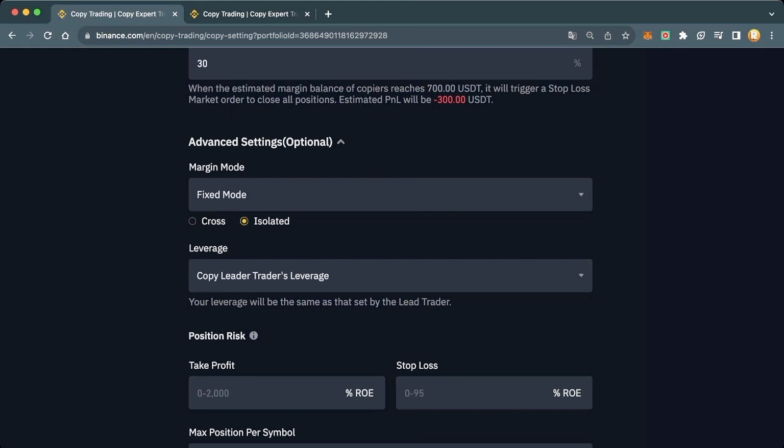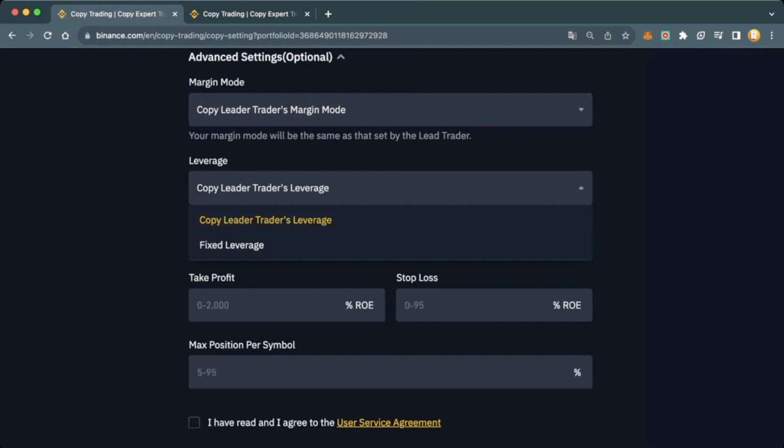If you want to choose that, you can just copy the lead trader's margin, and for leverage, you can also copy their leverage. Again, if they're trading with, let's say, 2x leverage, and they're taking less risk in a position, if you're opening with 10x leverage, you're copying the side of the trade. If they're long, you're going long, but the risk is totally different, right?